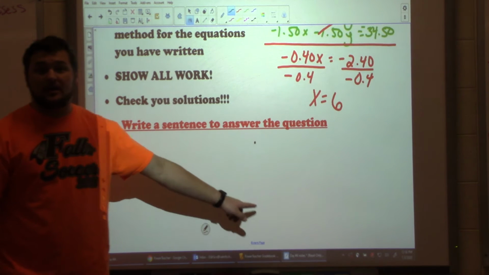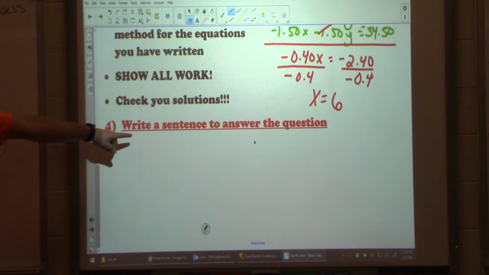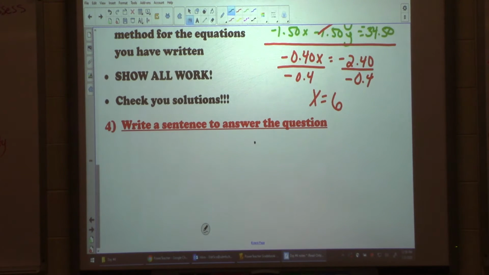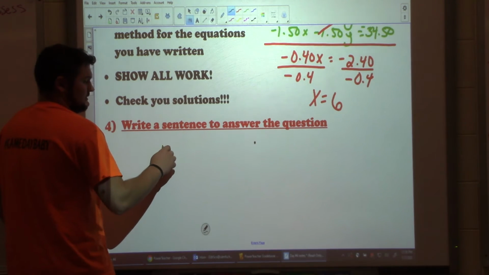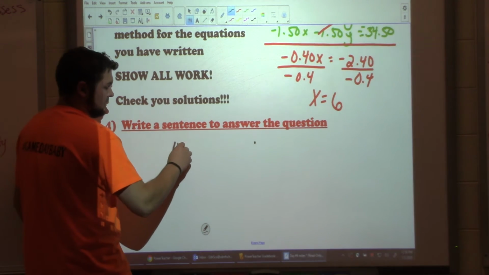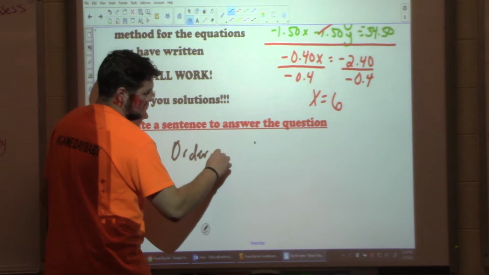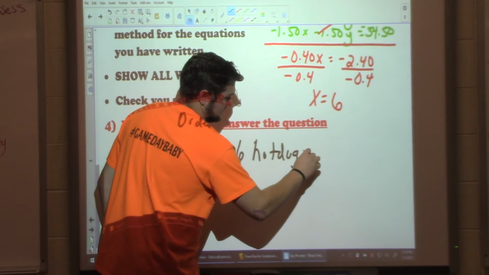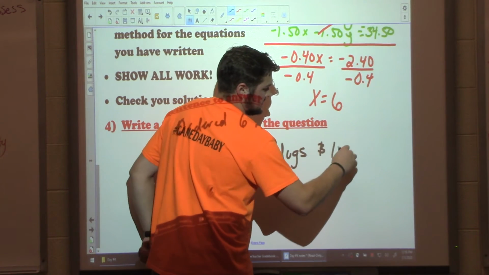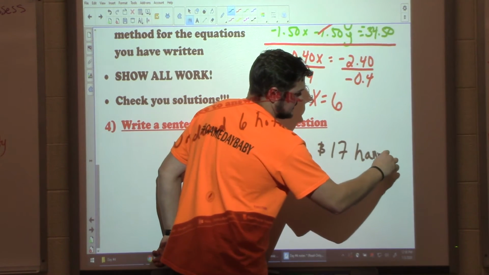As an ordered pair, but look what step 4 says. Write a sentence to answer the question. Alright, so we want you to write it out. Tell me, what is our solution? Well, x stands for number of hot dogs, right? So I'm going to say, 6 hot dogs and 17 hamburgers.